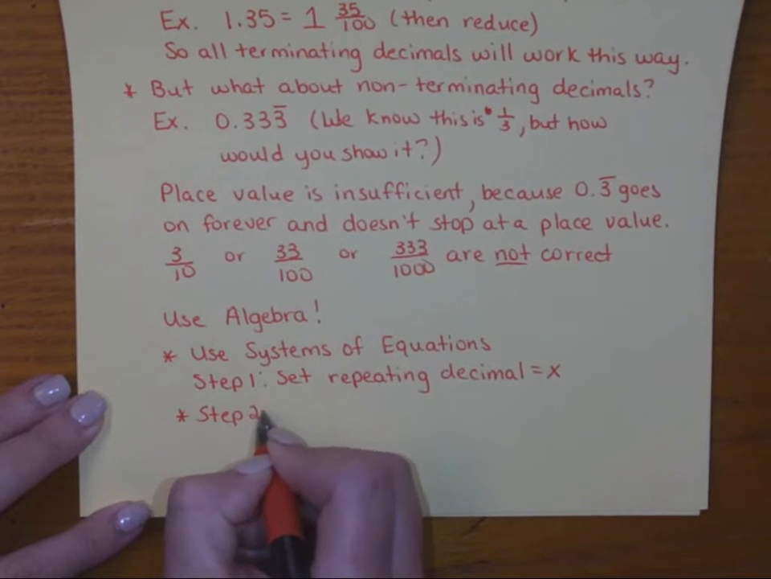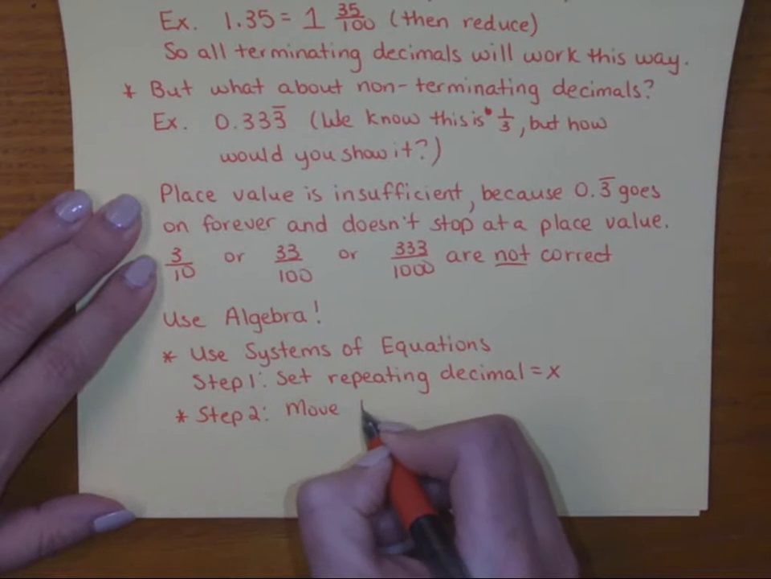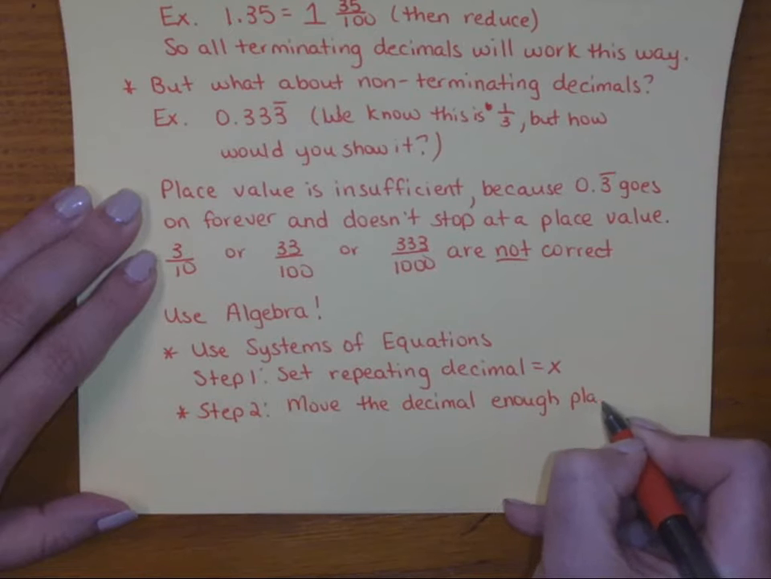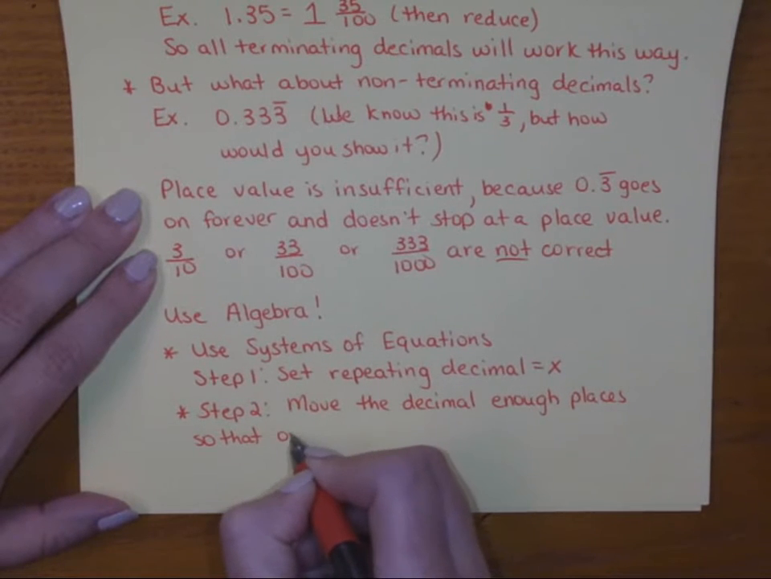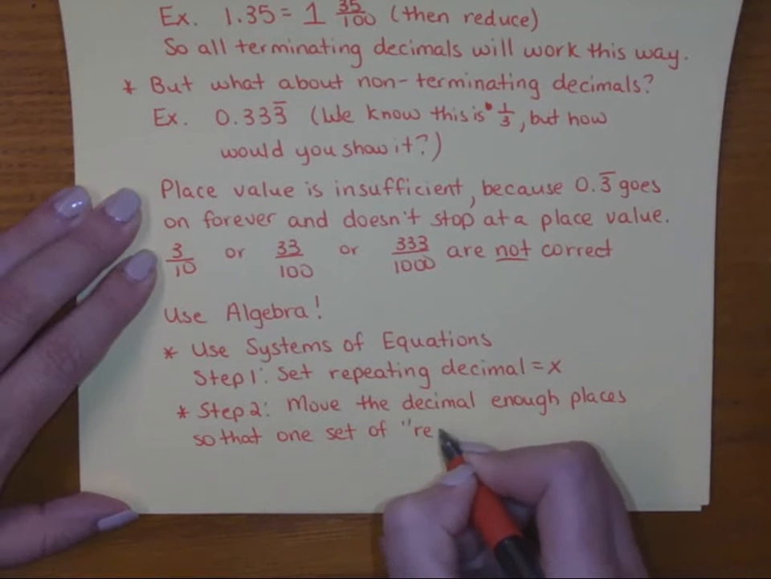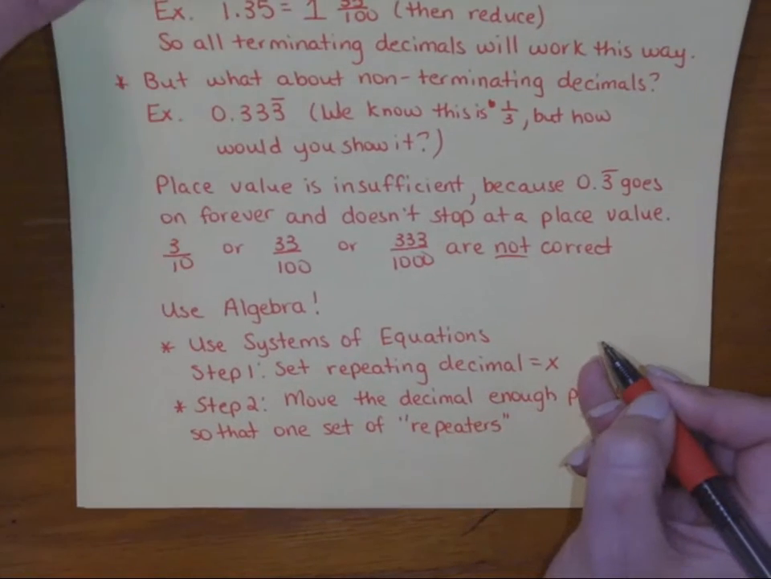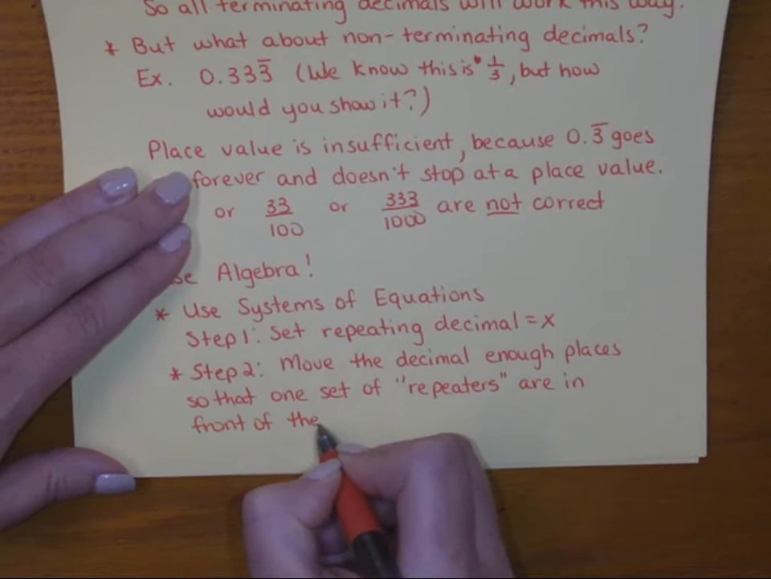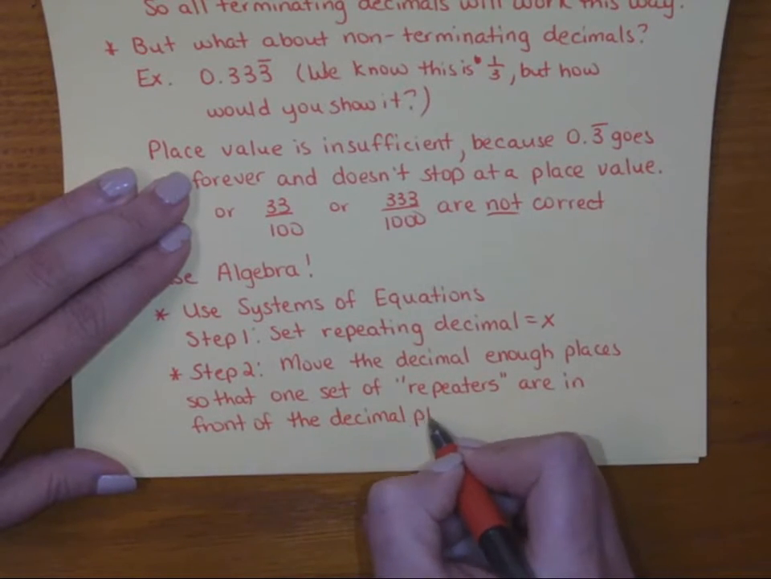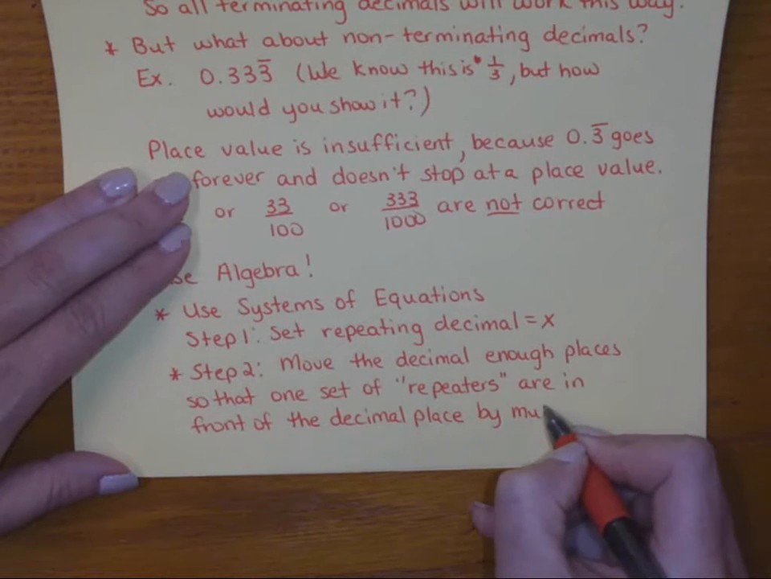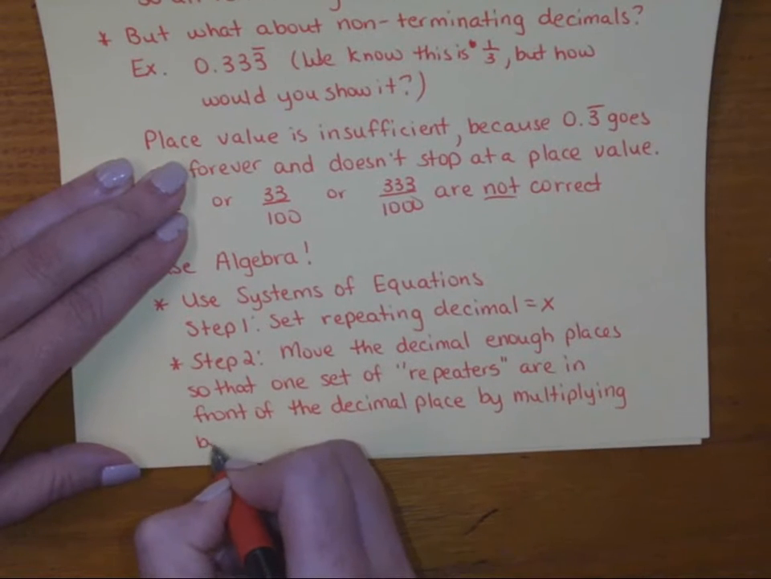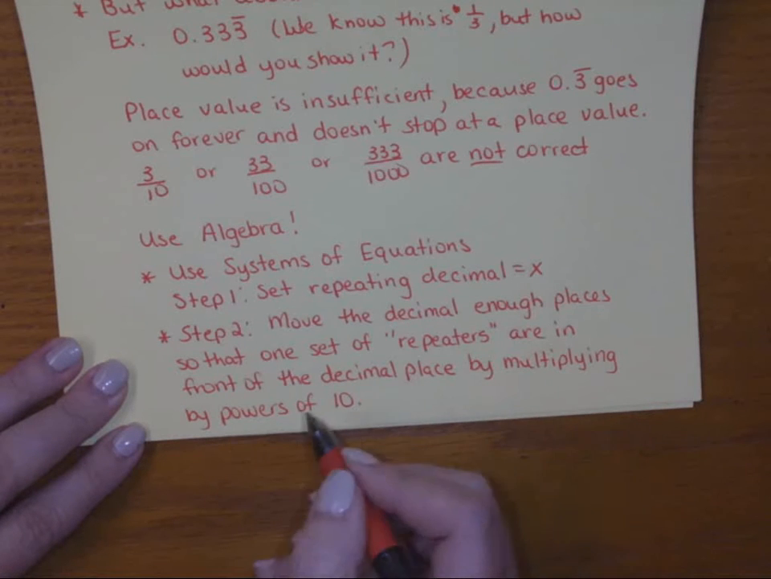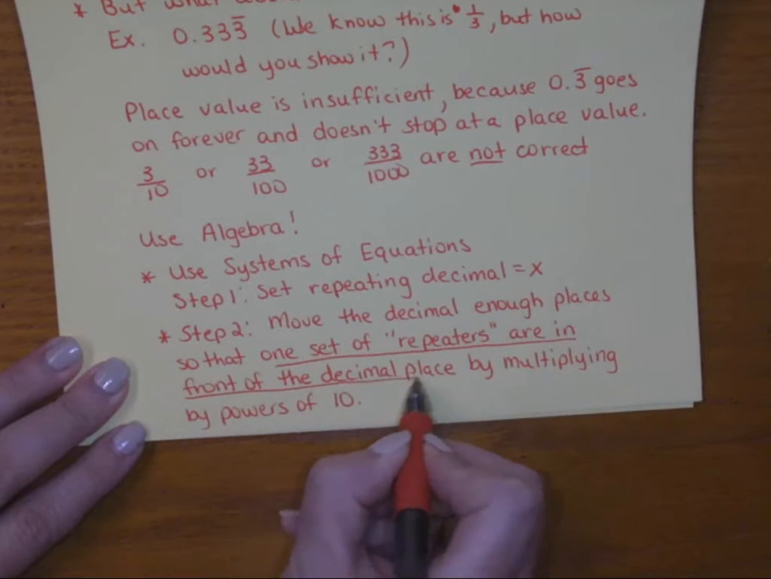This is probably the most important step in the method, so it takes a little explanation. The second step is you're going to move the decimal enough places so that one set of repeaters, in other words the things that are repeating, are in front of the decimal place. And you're going to do that by multiplying by powers of 10. In algebra, you're allowed to multiply both sides of the equation by anything you want as long as you do the same thing to both sides. So I'm going to underline this: we want one set of repeaters to be in front of the decimal place.